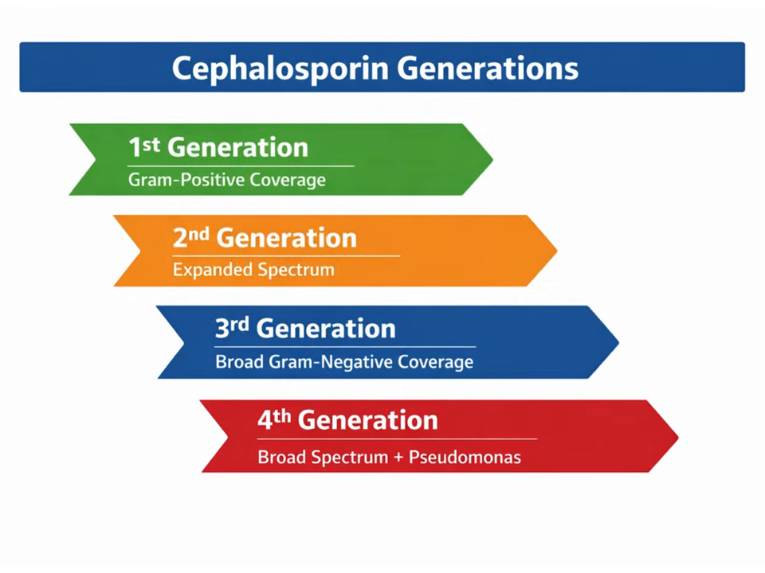The cephalosporins are classified into 4 generations on the basis of their antimicrobial spectrum of activity. As the generation increases, gram-negative coverage increases. Gram-positive coverage slightly decreases, except some 4th-generation drugs which regain strong gram-positive activity.